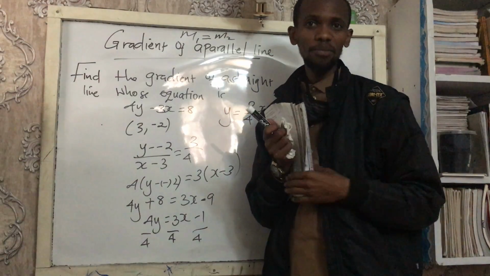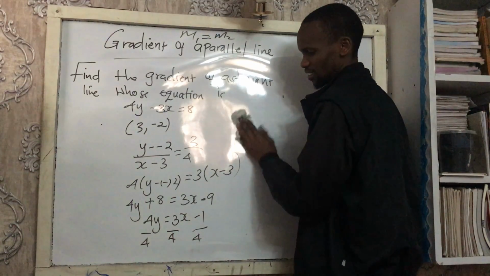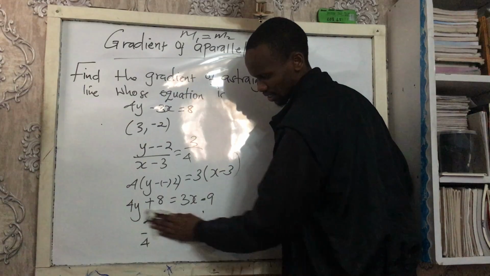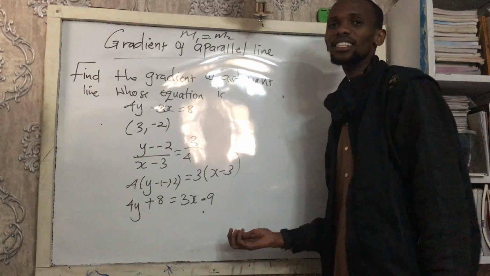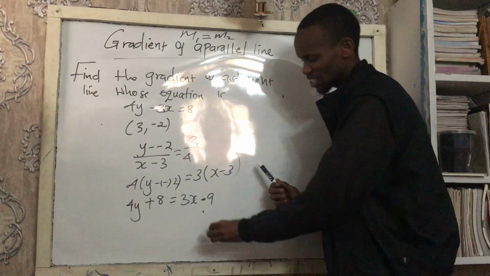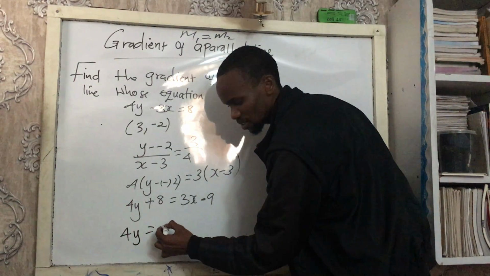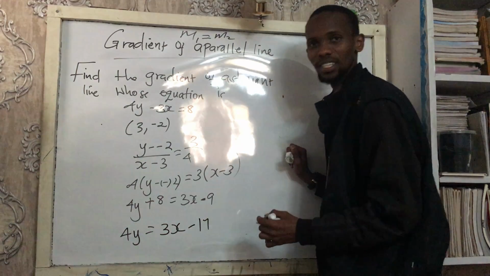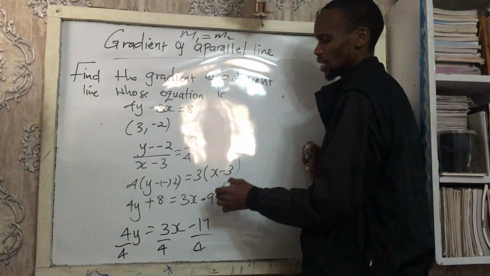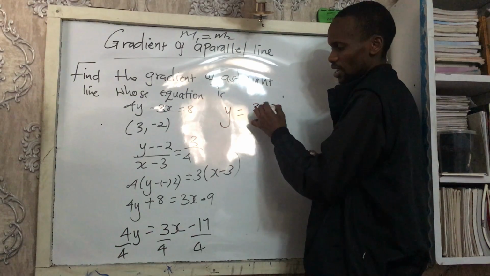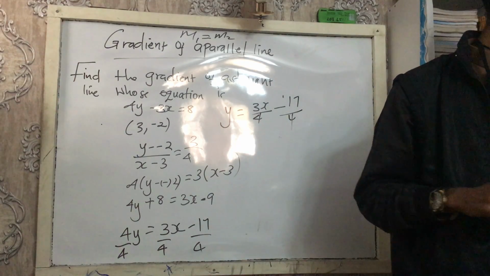This is where we messed up. It is a plus 8, so if it goes to the other side, it is minus 17. Are you seeing? Yeah, that's where we messed up. So we should have 4y equals 3x minus 17, and then we divide by 4, divide by 4, divide by 4, so that we can have y equals 3x over 4 minus 17 over 4.